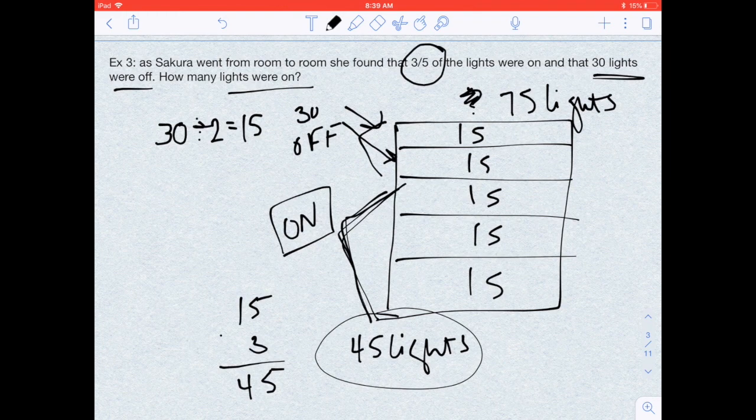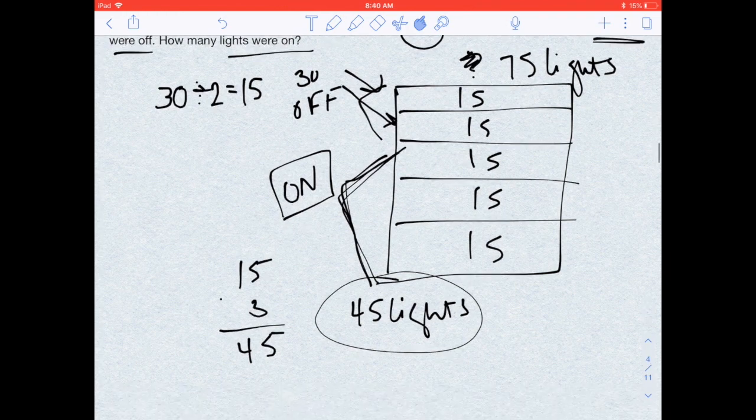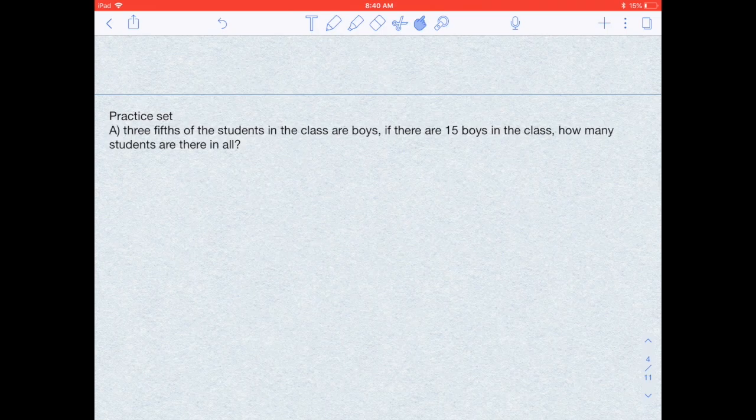Okay, so important things from this lesson is to make sure that you are reading the problems and making sure you understand where your numbers go. That's the most important thing in this lesson. Okay, the next thing you're going to do is your practice set.